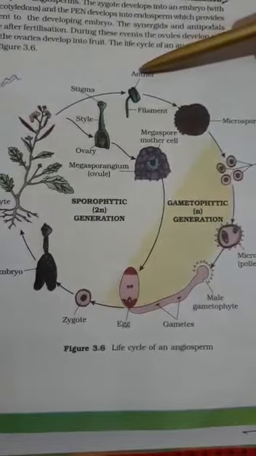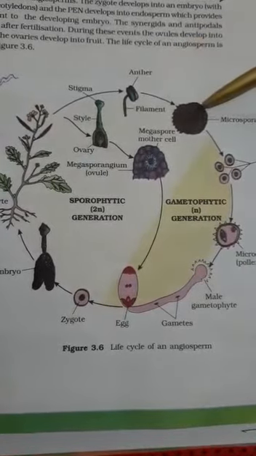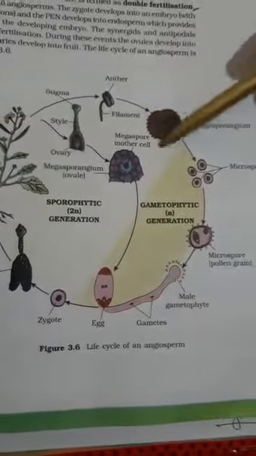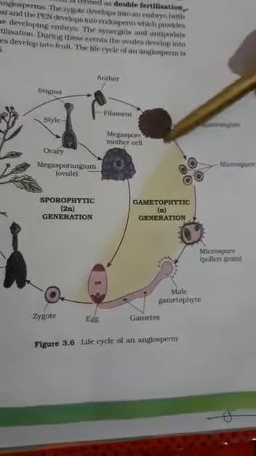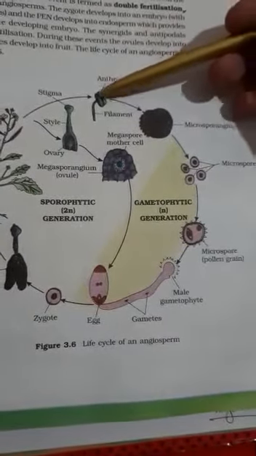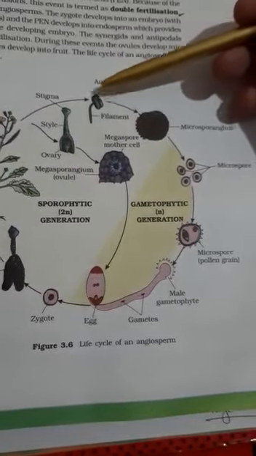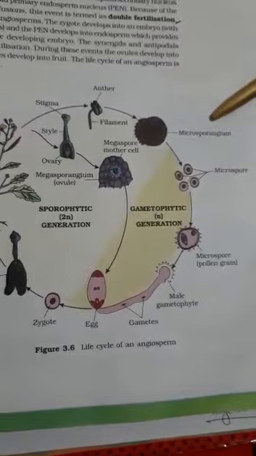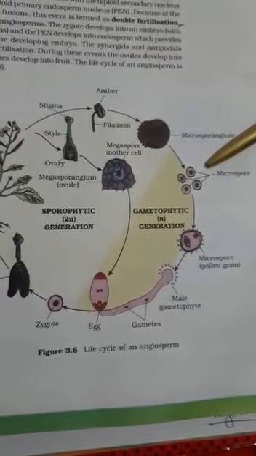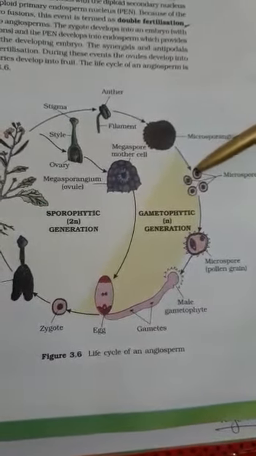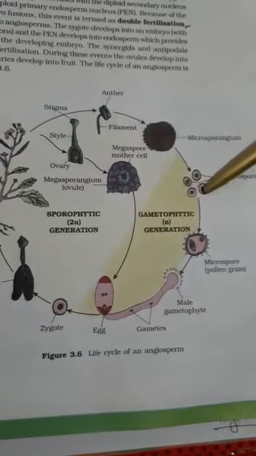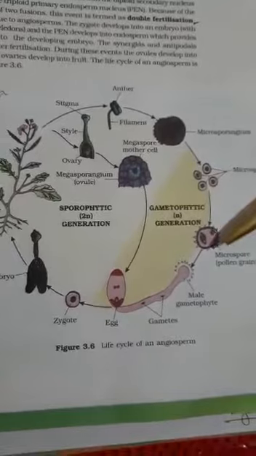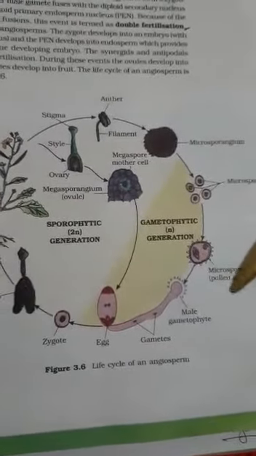This anther basically gives us the microsporangium. This microsporangium is obtained when we cut this anther. This microsporangium basically provides us the microspores, which are the male gametes. These male gametes are called the pollen grains.